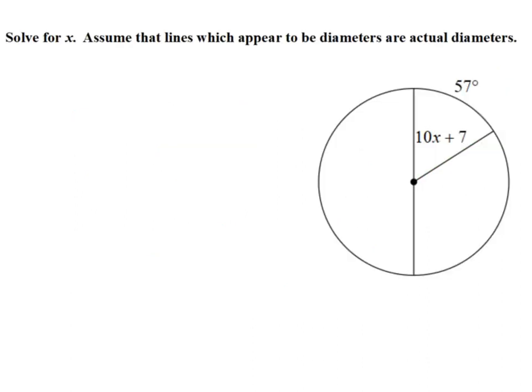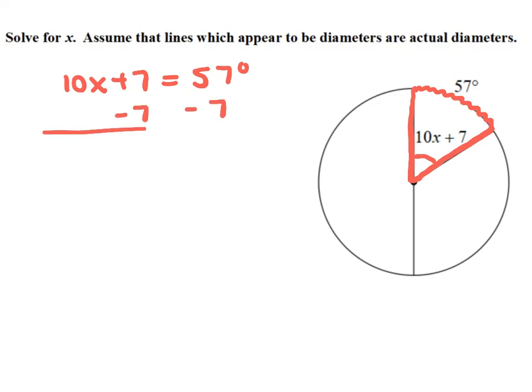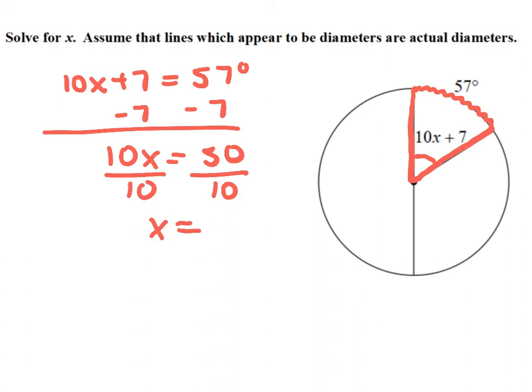Now, our last few examples are going to require us to solve an equation. Now, based on what we know, this is an arc, and this is the intercepted angle that intercepts that arc. And since this arc intercepts the angle, the 10x plus 7 should equal the 57. So if I wanted to solve, I could subtract 7 from both sides. So you'd have 10x equals 50, and then divide by 10. So you'd have x equals 5 as your final answer.